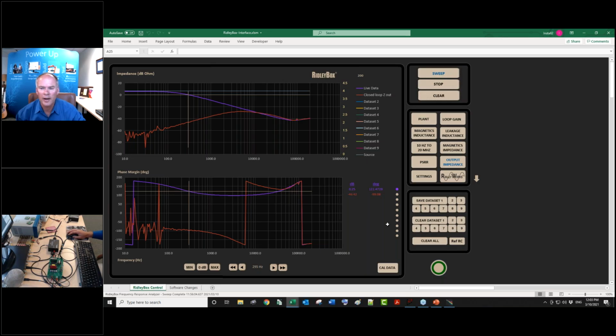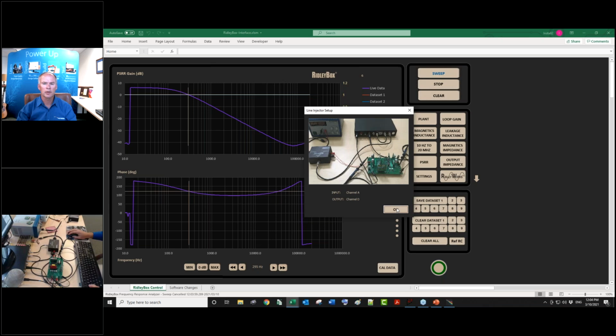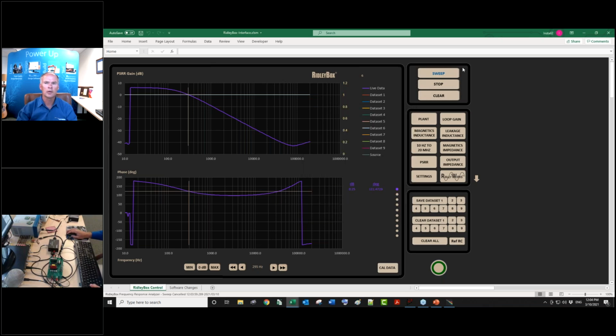Okay, so we're going to measure our open loop power supply rejection with the current loop closed. Okay, let's sweep that one. Sweep initiated. Oh, sorry, stop. I forgot to click on Sweep PSR. Use this test setup to measure input line noise rejection. Sweep initiated.